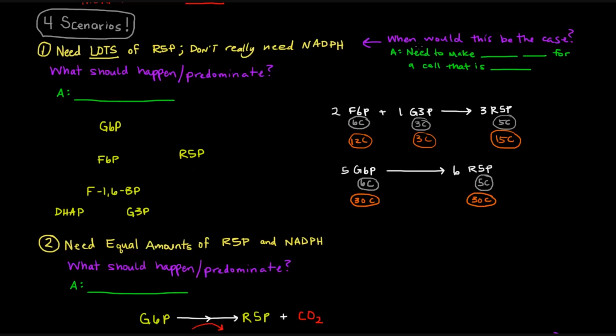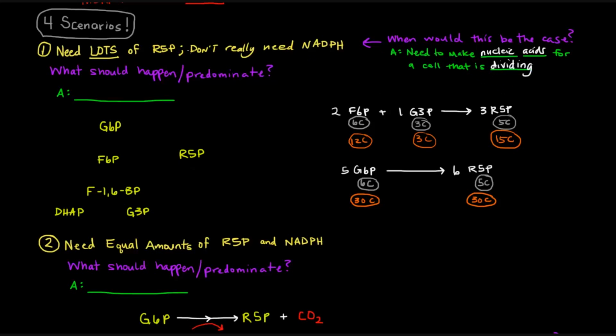First, one thing I'd like to know is, when would this be the case? So we need lots of R5P but don't really need NADPH. So R5P, we mentioned that could be used as a precursor to nucleic acid synthesis, and NADPH was more for all sorts of biosynthesis. So we need lots of R5P, but don't really need NADPH. So in this case, when would this happen? This is a case in which we'd need to make nucleic acids, and that would be highly necessary for a cell that is dividing, right? You need to replicate DNA, for instance, before a cell divides.